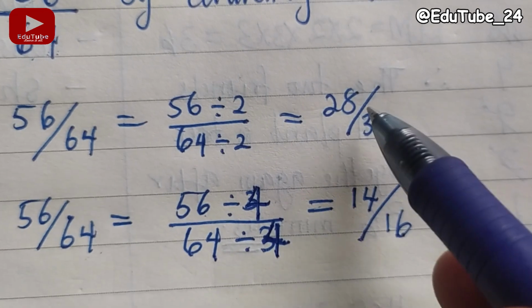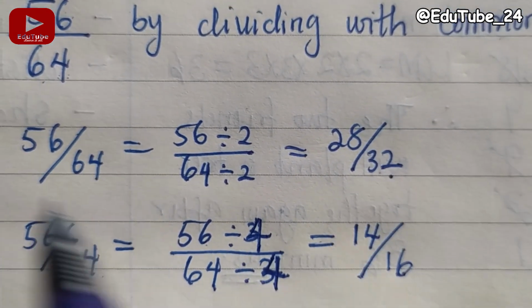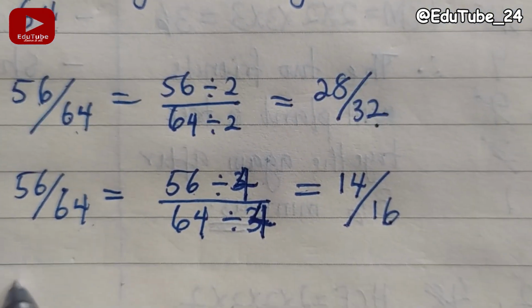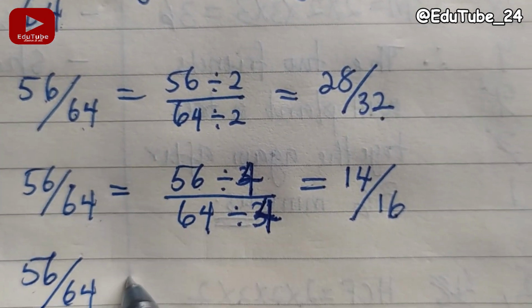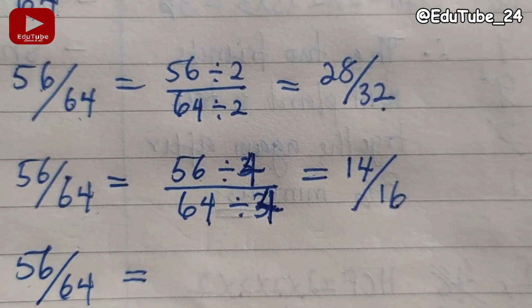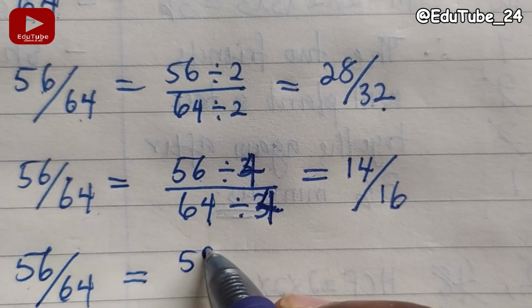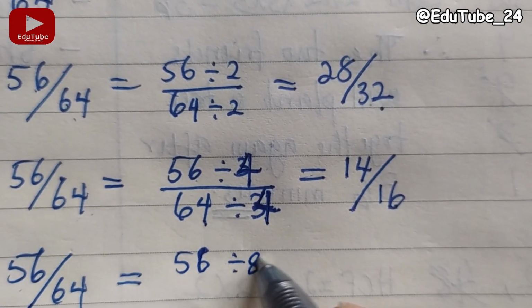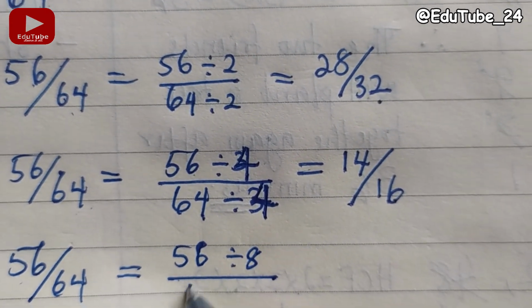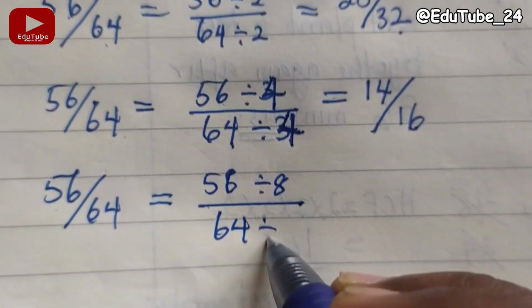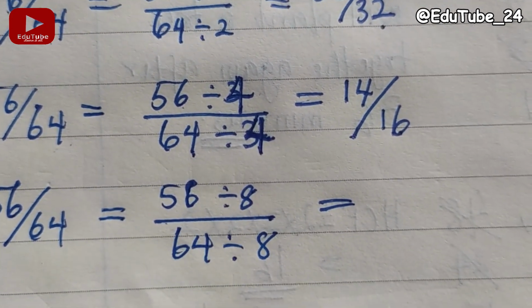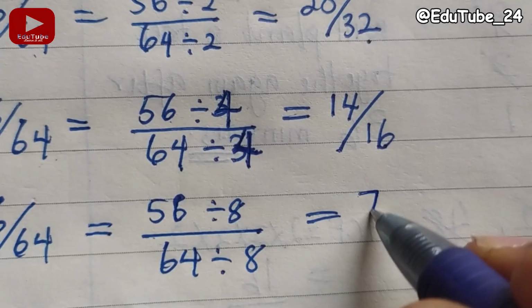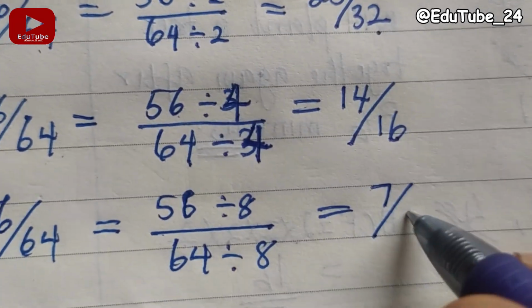Now, I found the next two equivalent fractions of 56 out of 64. So let me find the third one. So 56 out of 64. Now another number that can still divide is 8. So I will say 56 divided by 8 out of 64 divided by 8. So if I divide 56 by 8, my answer will be 7 out of then 8.